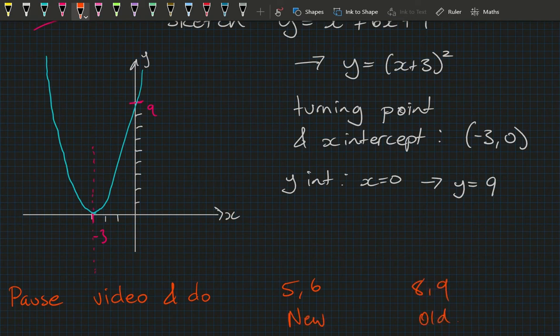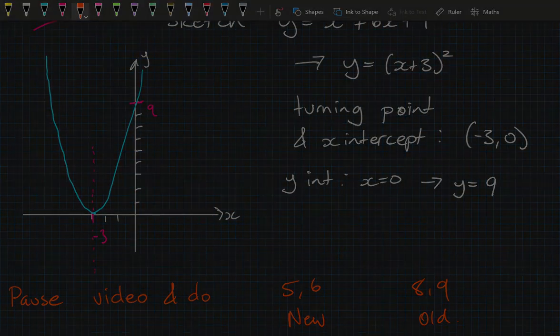Hopefully you'll notice that perfect squares always sit on the x-axis, okay? That's positive and negative. All right, we'll see you in the next section.